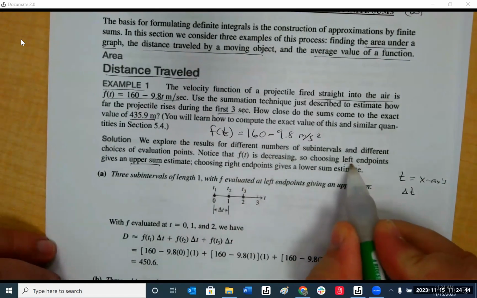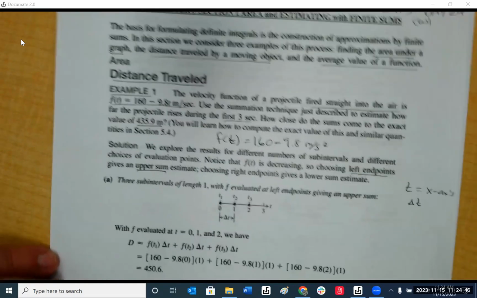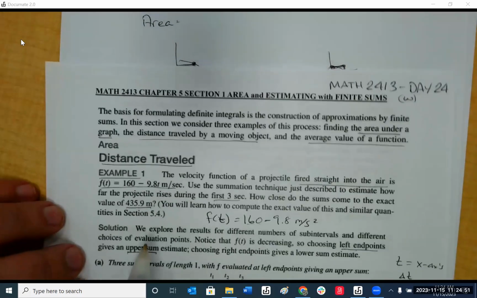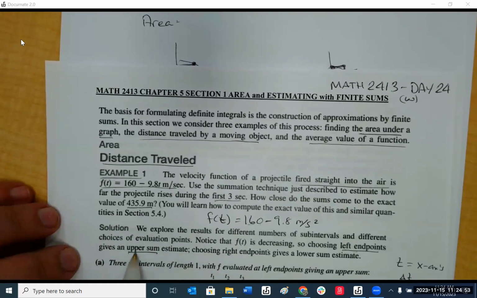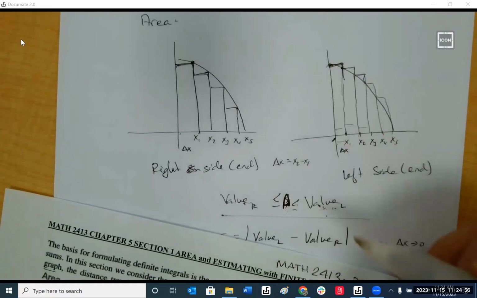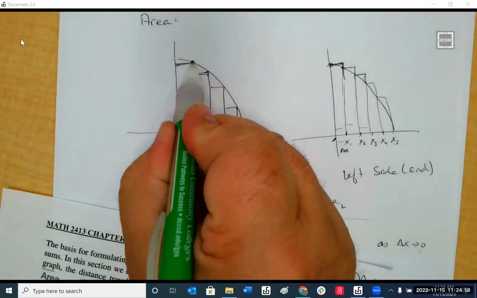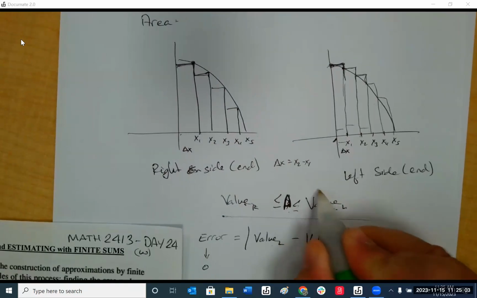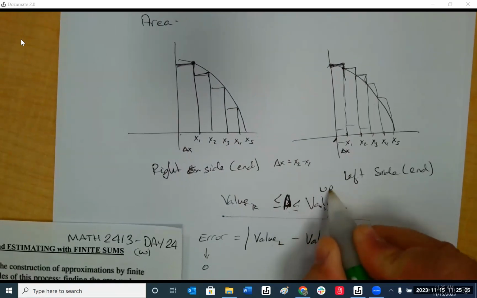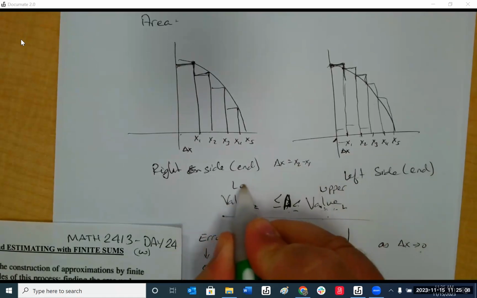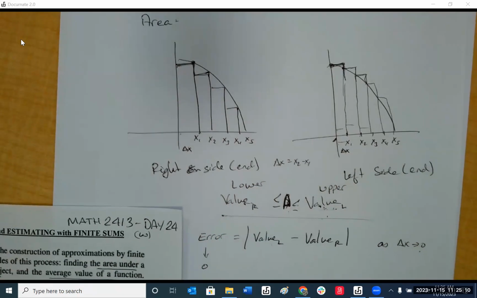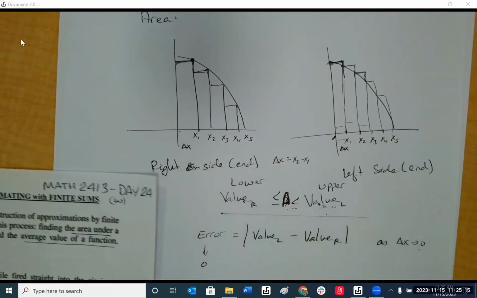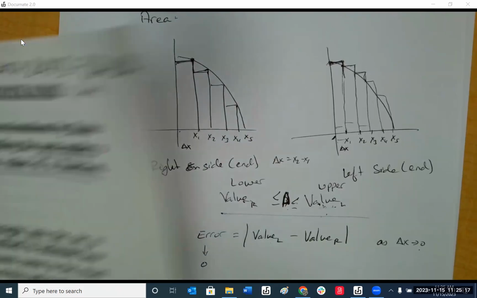Choosing the left endpoints gives us the upper sum because that's the outer one, and the right endpoints give us the lower sum. So here we have the upper sum and the lower sum. The area between these will be somewhere between those two, and that's the area of the error.